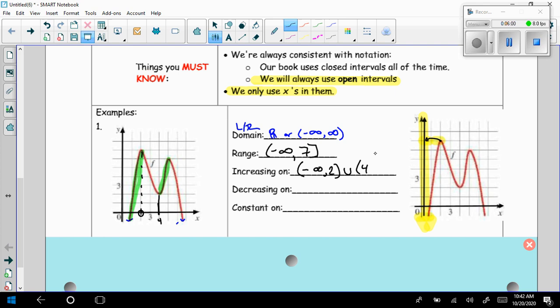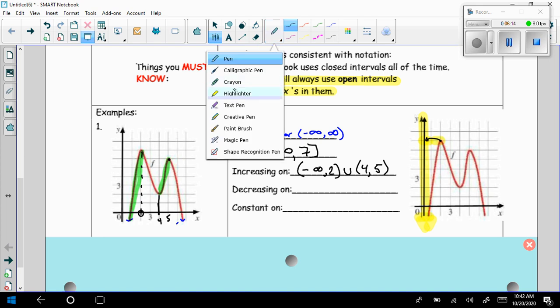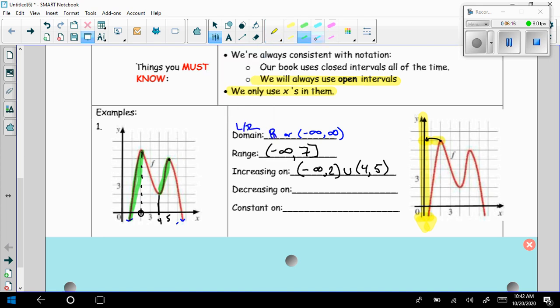Starts increasing here again at 4 and goes to 5. And so it's increasing from negative infinity to 2, and then again from 4 to 5. So that leaves the other intervals where it would be decreasing. So it's decreasing here, it's going down, and it's decreasing here, it's going down there as well. And so it is decreasing.